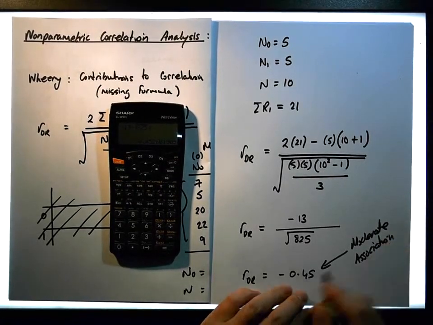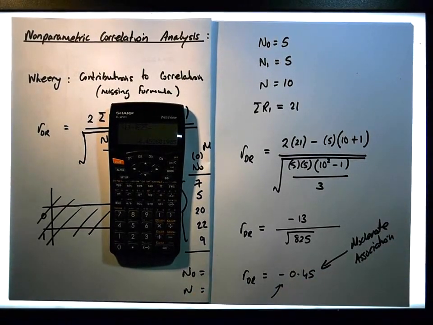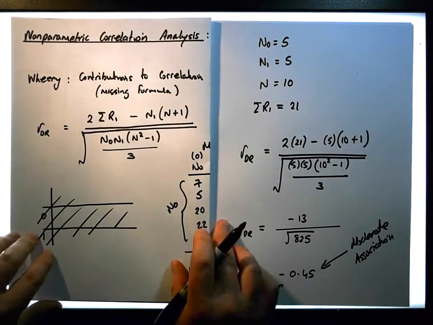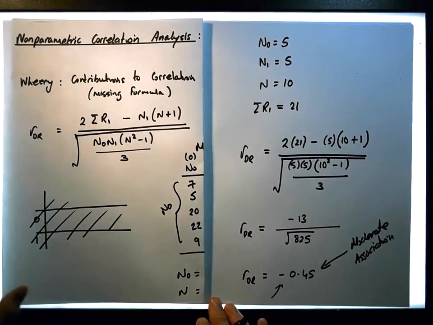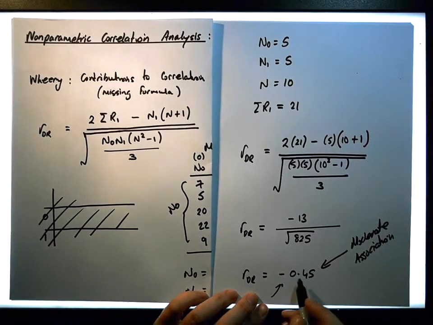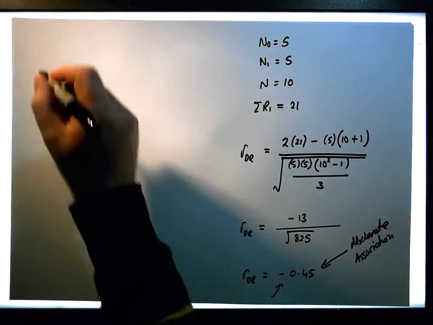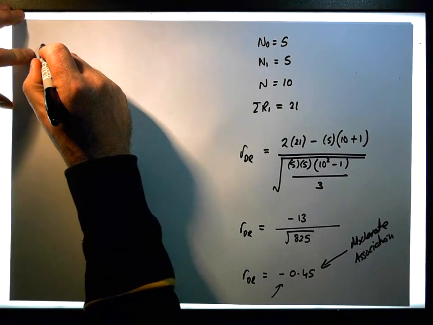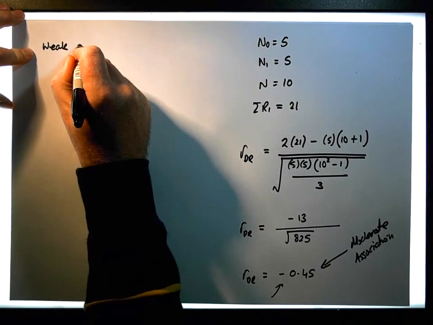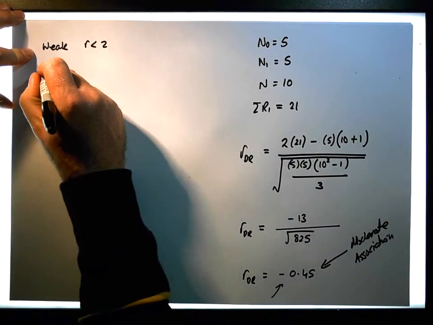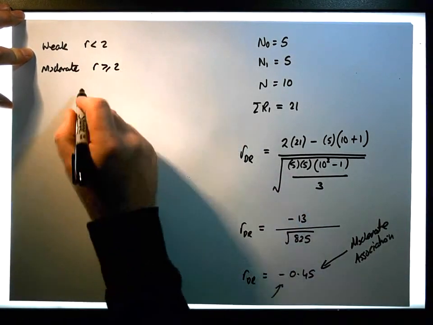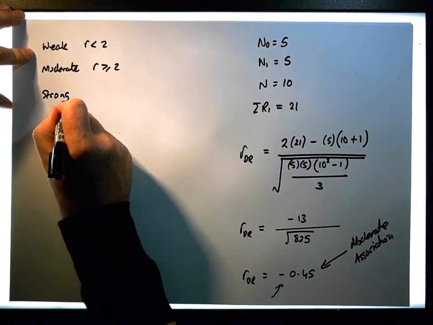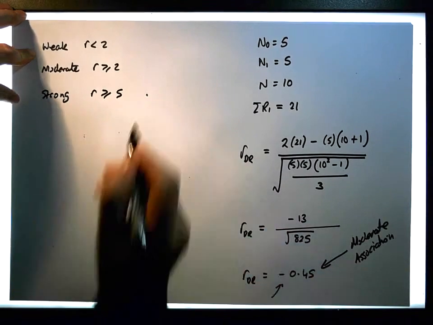We can probably ignore the negative sign, because it really has to do with who we label as 0 and who we label as 1 in the dichotomy. But effectively the magnitude of this correlation indicates a moderate association. Don't forget, a weak association would be any r value less than 0.2. A moderate would be any r value greater than or equal to 0.2 but less than 0.5. And a strong correlation would be any r value greater than or equal to 0.5.